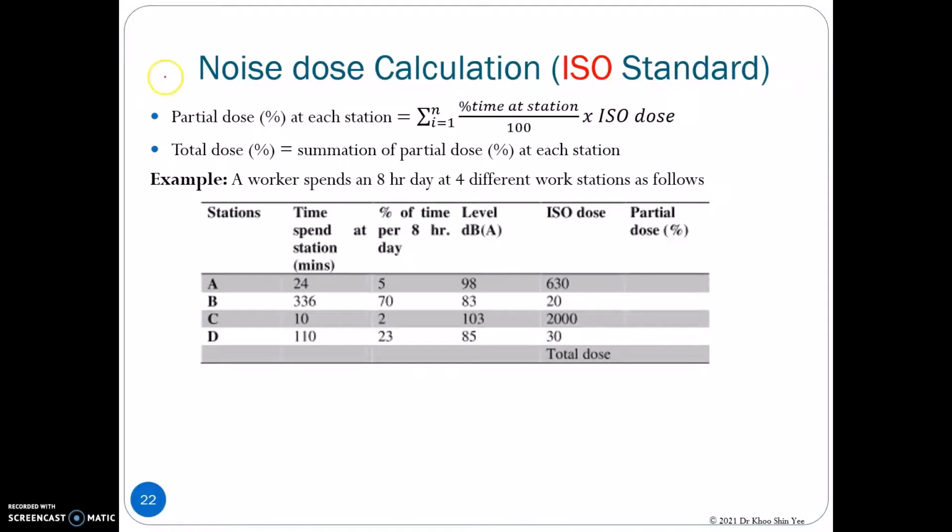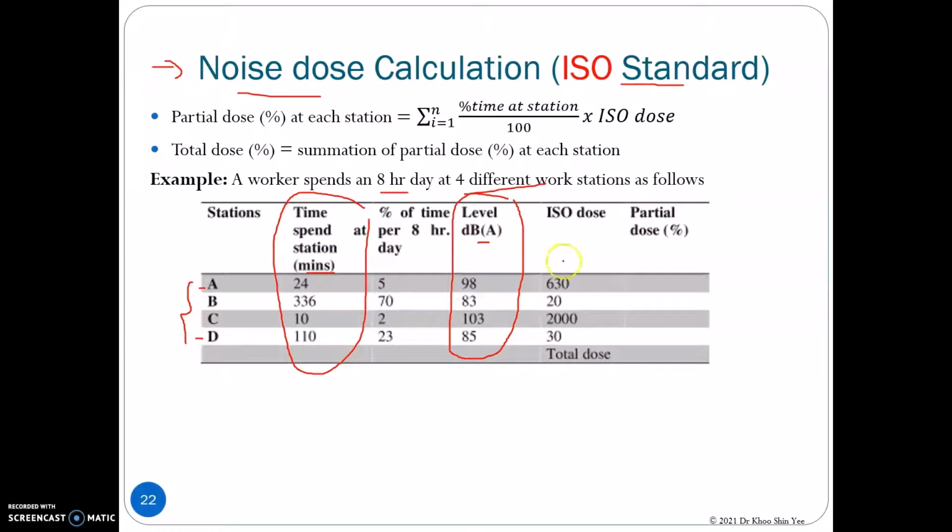In this example, let's try to calculate the noise dose based on the ISO standard. From the table, you can see a worker spends 8 hours per day at 4 different working stations, from A station to D station. The time that the worker spent at each station is given in minutes here. The noise level for each station is given in dBA. If these two pieces of information are provided, how can we find the noise dose of the worker after he works at these 4 stations?